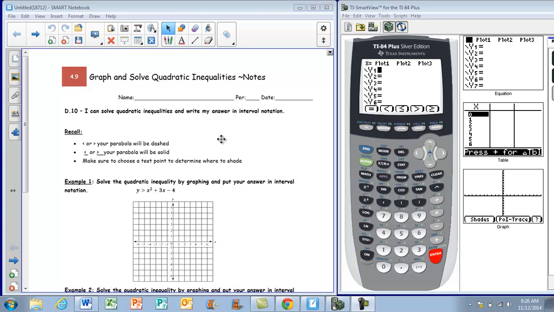A couple things. When you have a less than or greater than, the parabola will be dashed. But if you have a less than or equal to or a greater than or equal to, then your parabola will be solid. Again, we're going to need to use a test point to shade.